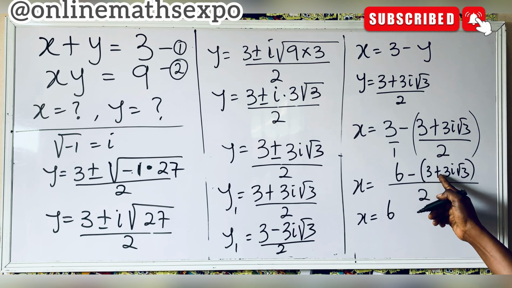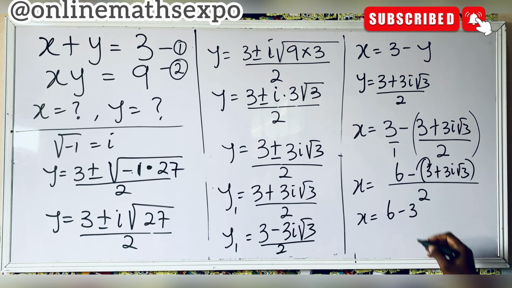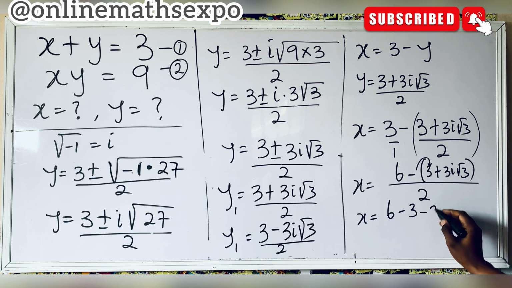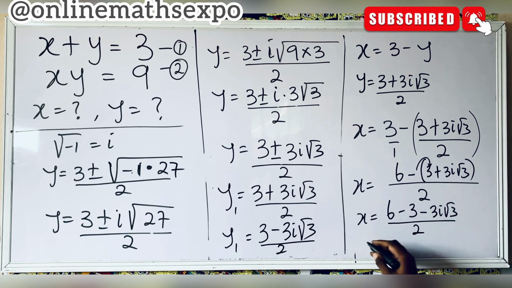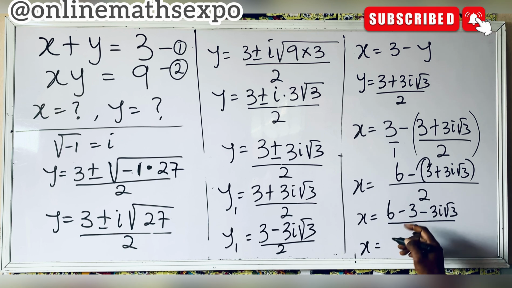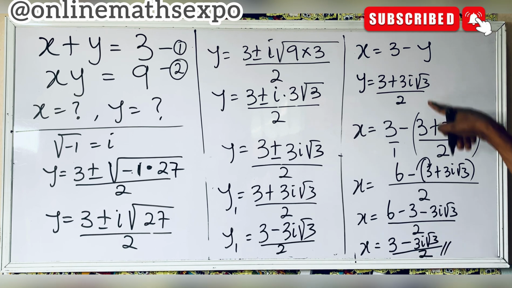This negative will affect this. Okay, you distribute it properly. So you have negative 3. This will make this to be negative 3i root 3 over 2. And when you simplify, you have x will give us, subtract this, you have 3 minus 3i root 3 all over 2. Did you see that? So this is x when y is this.